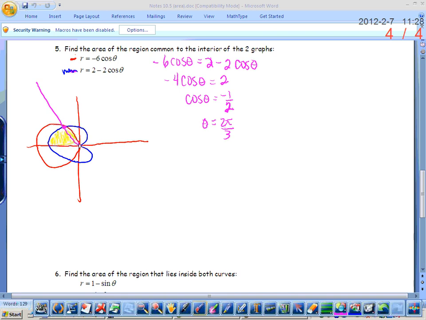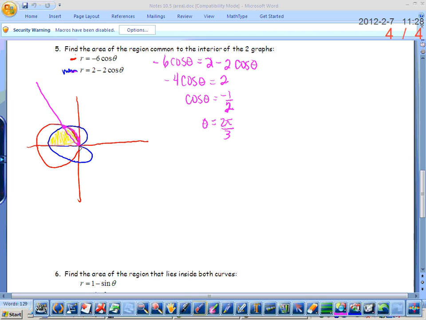Okay, so the red boundary goes from here to here. I need to find the angle measures that trace out this red graph from here to here. The top part is 2 pi over 3. What's this bottom angle measure down here on the red graph? How'd you get pi over 2? That's right.